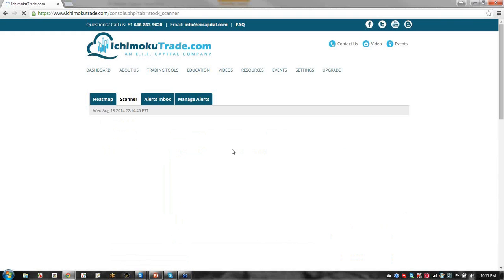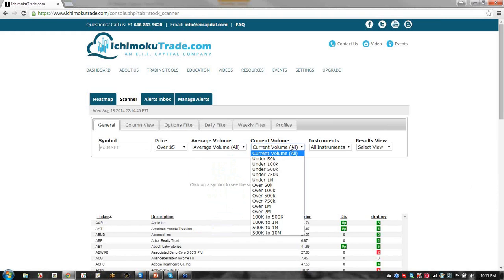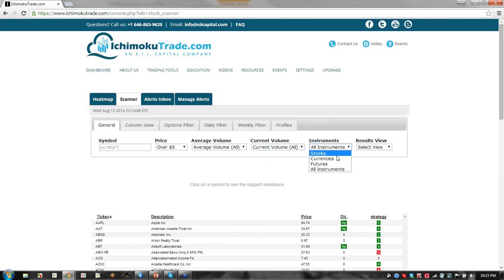Over here is volume, the 60-day average volume, where you can filter based on volume. This is the current daily volume. Here you can filter on stocks, currencies, and futures. Remember, the scanner is more towards the U.S. stock side. It's not really for the global stock markets yet. And then right here, this asks what view do you want to see. Do I want to see the daily view or the weekly statistics? Everyone okay with that?